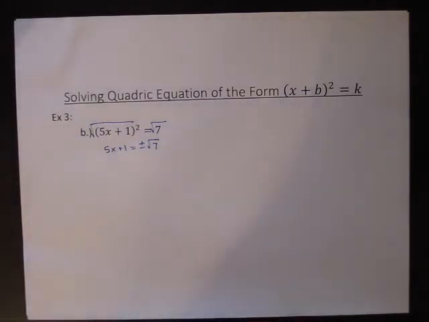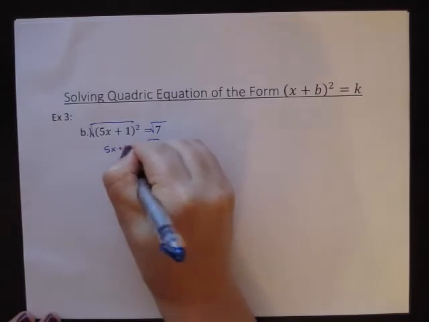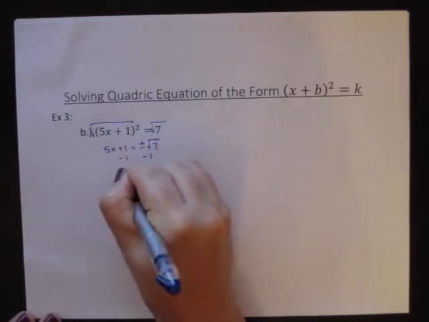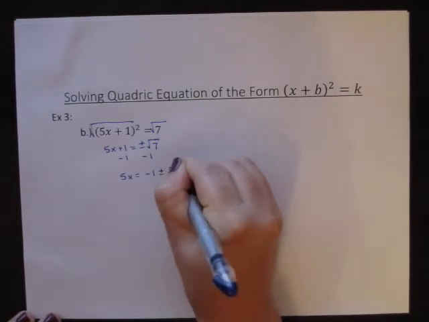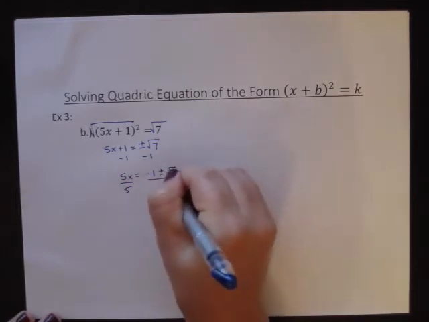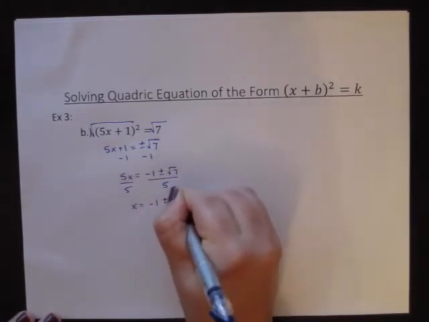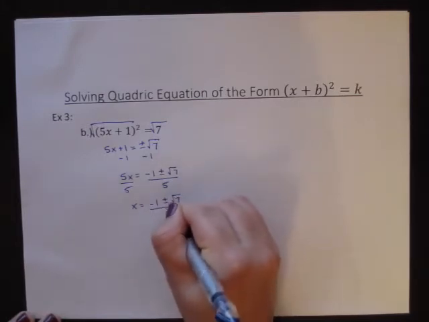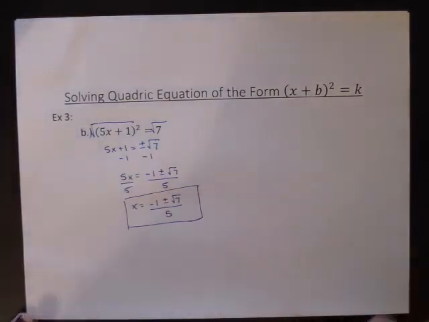So now what we have to do is try to get x by itself. So in order to get x by itself, we subtract 1 on both sides. So we're left with 5x equals negative 1 plus or minus the square root of 7. Now we got to get x by itself, so we're going to divide both sides by 5. So we got x equals negative 1 plus or minus the square root of 7 over 5. Check for triangle canceling. Nothing can cancel. That's as far as I can take it.